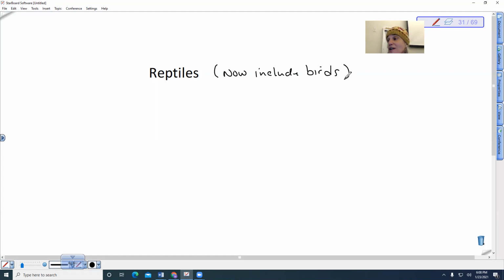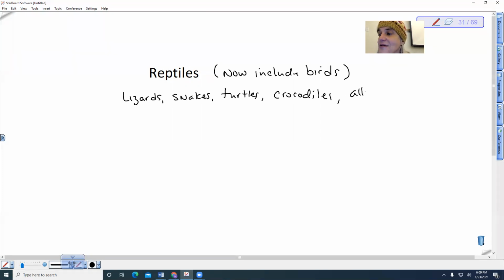So reptiles, modern day reptiles, would include lizards, snakes, turtles. That one sometimes gets people confused because a lot of turtles are aquatic, but even if they're aquatic, they have to return to land to lay their eggs because amniotic eggs cannot be laid in the water. They have crocodiles and alligators.